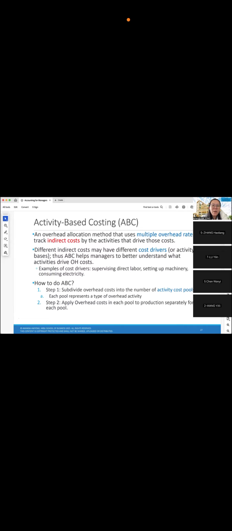So step one would be to subdivide overhead costs into a number of activity pools, where each pool would represent an overhead activity. And the second step would be to apply the overhead costs in each pool to production separately for that pool.